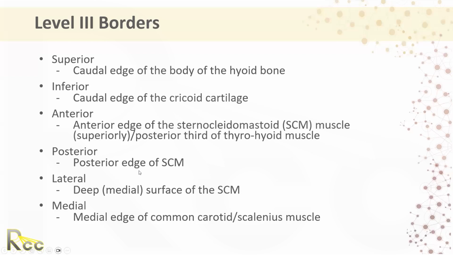Posterior is the posterior edge of the sternocleidomastoid muscle. Lateral is the deep medial surface of the sternocleidomastoid muscle. Now remember, these borders are referring to the intact neck that has not been surgically disrupted. And I'm going to touch on how that lateral border can change. Medial border is the medial edge of the common carotid and the scalenus muscles. Okay.